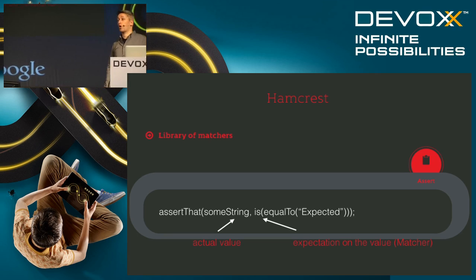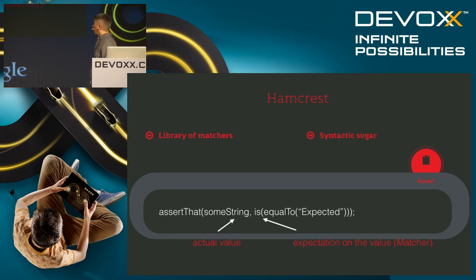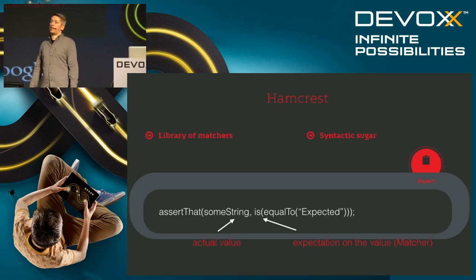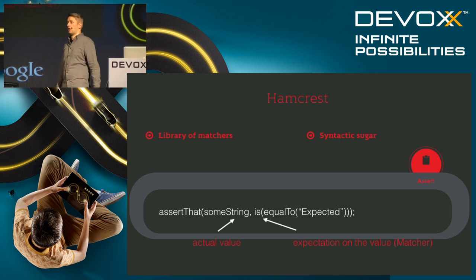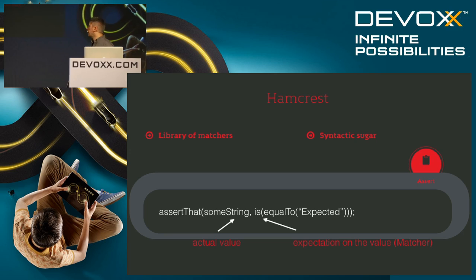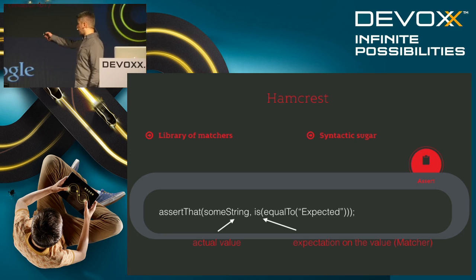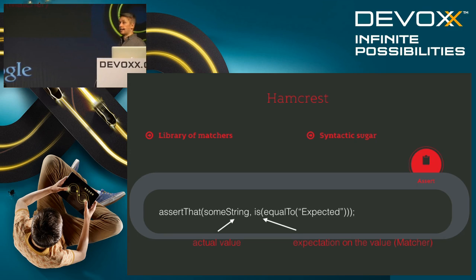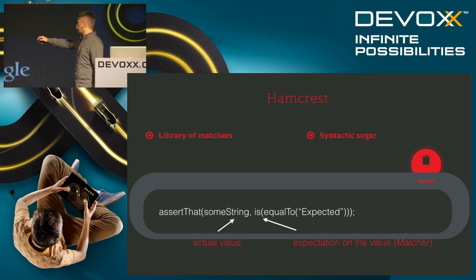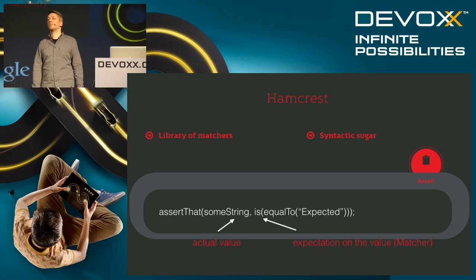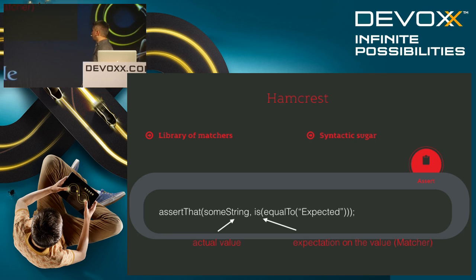It's a library of what we call matchers. And basically, as I said, it's syntactic sugar on top of your matching. So now, when we introduce Hamcrest in our project, we will be able to do things like this: assert that a certain string is equal to an expected. And you see, this is already a lot more readable code. So really handy to have.